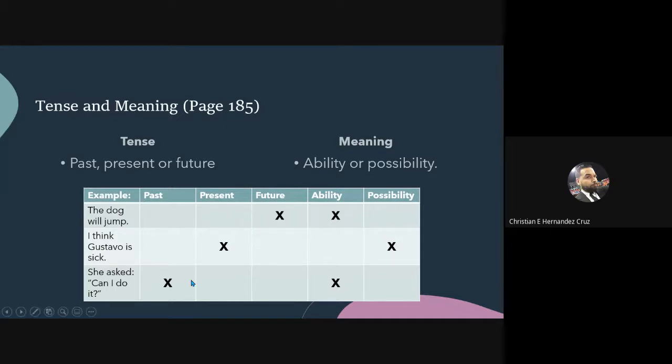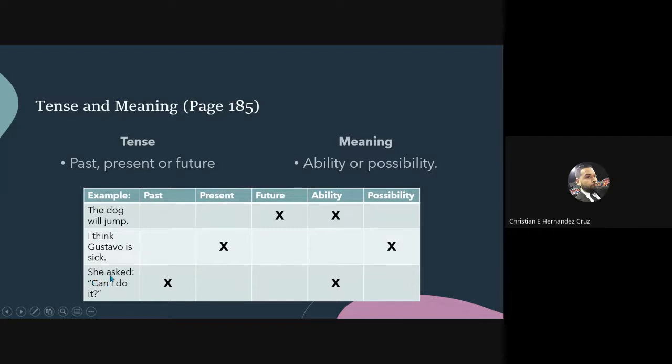Okay? And finally, she asked, can I do it? All right, so there's two different verbs here. Tenemos asked y tenemos do. Ahora, if it didn't have this context, the she asked, entonces solamente sería can I do it? Y entonces that could be either present or future. But since we have this context here for this verb que termina con ed, then automatically we know that this sentence is occurring in the past. Por eso escogemos esta como pasado y no futuro y no presente.